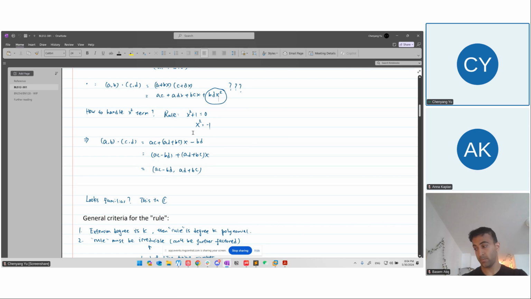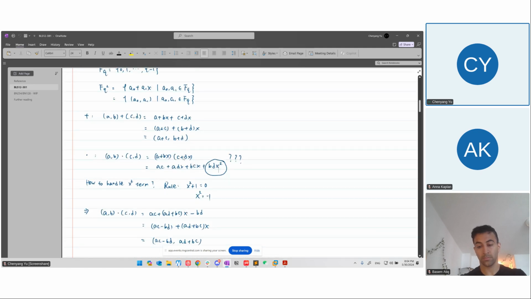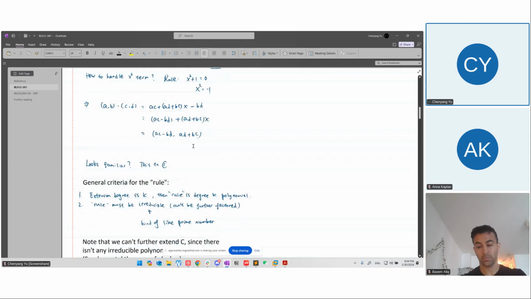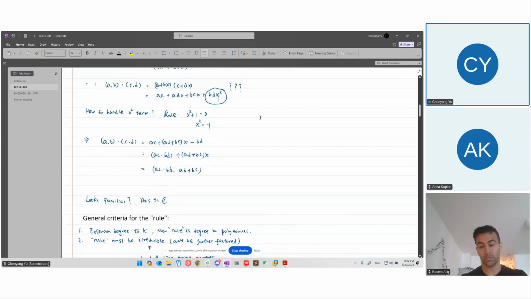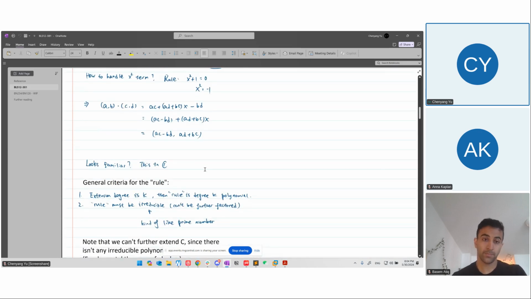So we are adding this rule into some original field, and then we are extending the field because we are adding a new rule into it. So that's the idea of field extension, okay? Yeah, that's a pretty simplified example, but I find it quite easy to understand. Yeah, so I put it here.